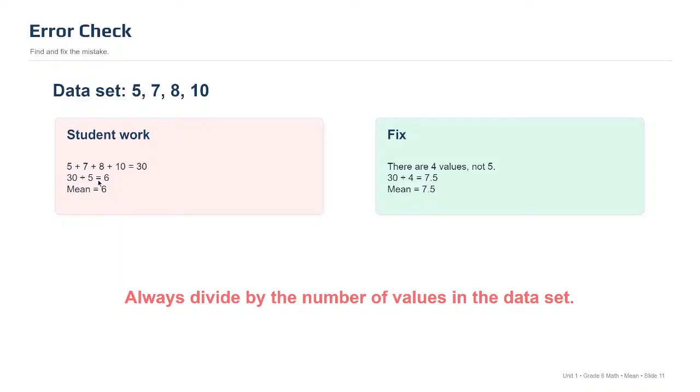It's not 30 divided by 5. They're not 5 values or numbers. There are 4 numbers, because 5 is the first one, 7 is the second, 8 is the third one, and 10 is the fourth one. So it's 30 divided by 4, which is 7.5, and it's not 30 divided by 5, which is 6. So the mean is not 6. Instead, you have to do 30 divided by 4, which is 7.5. The mean is 7.5. So the rule is always divide by the number of values in the data set.